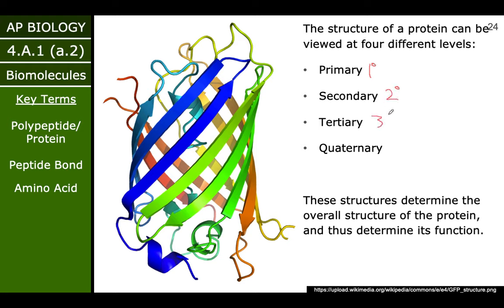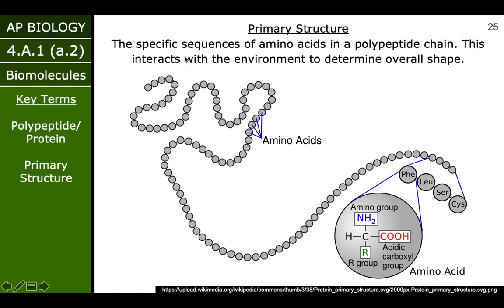This is just saying the same thing, except it's easier to write. All right. Now, these things all build on each other. So your primary structure determines your secondary structure, which determines your tertiary, etc. But we need to talk about each of them individually. So your primary structure is literally just what amino acids are there and in what order.